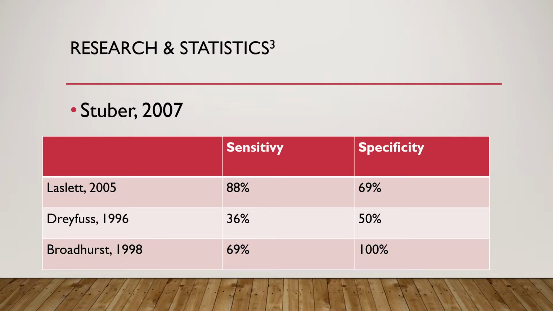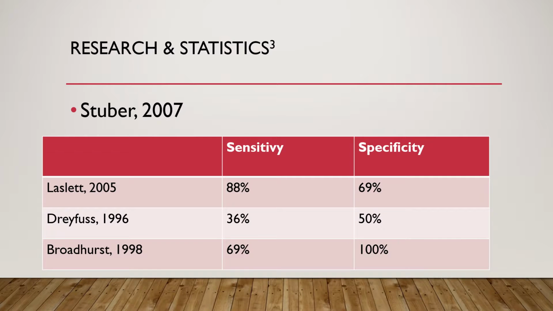I wanted to compare the other two studies within the systematic review to Laslett's, and as you can see, in an article by Diffus in 1996, he determined sensitivity was 36% and specificity was 50%, which is relatively low. In an article by Broadhurst in 1998, he determined sensitivity was 69%, which is moderate, and specificity was 100%, which is substantially high. The pain relief standards for injections within each study range from 70 to 90% on the VAS.